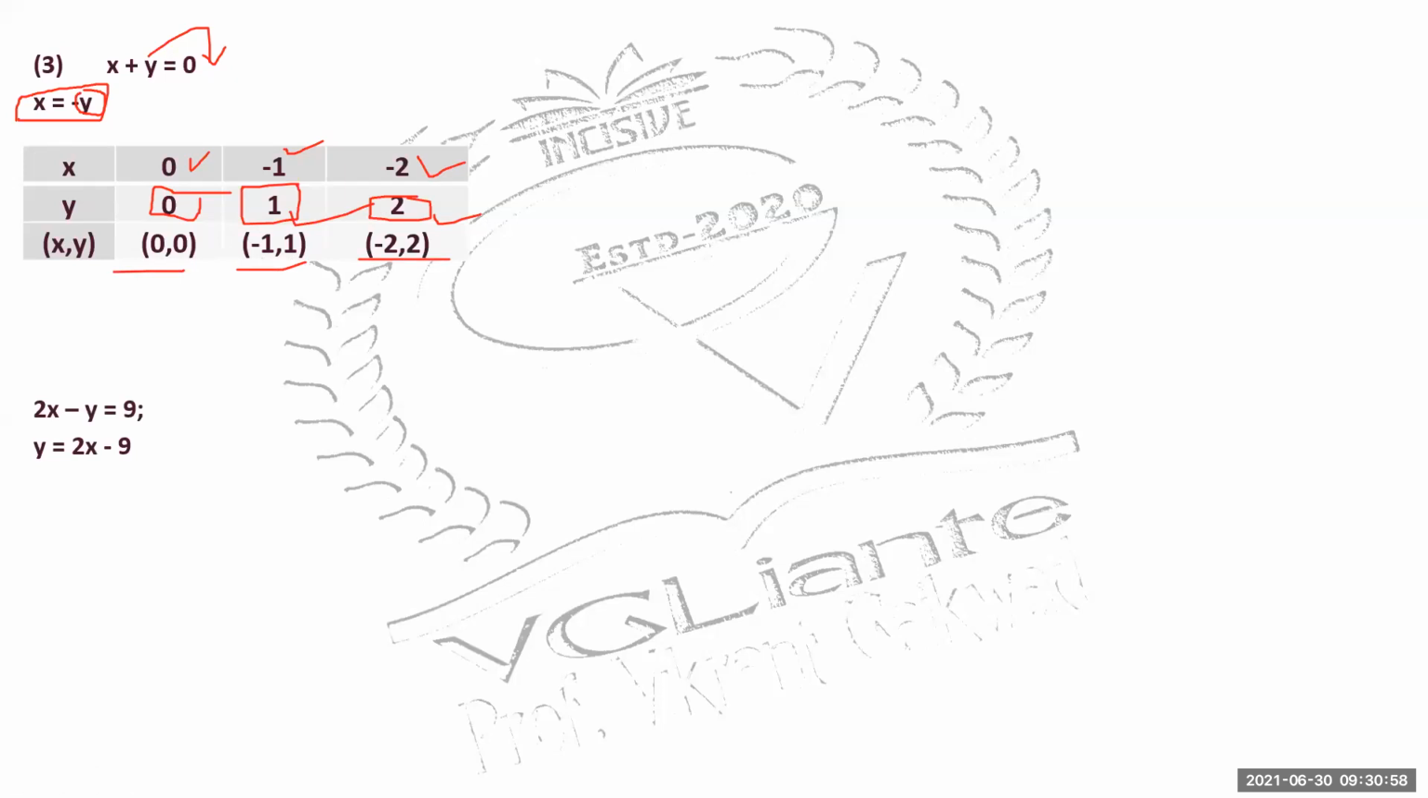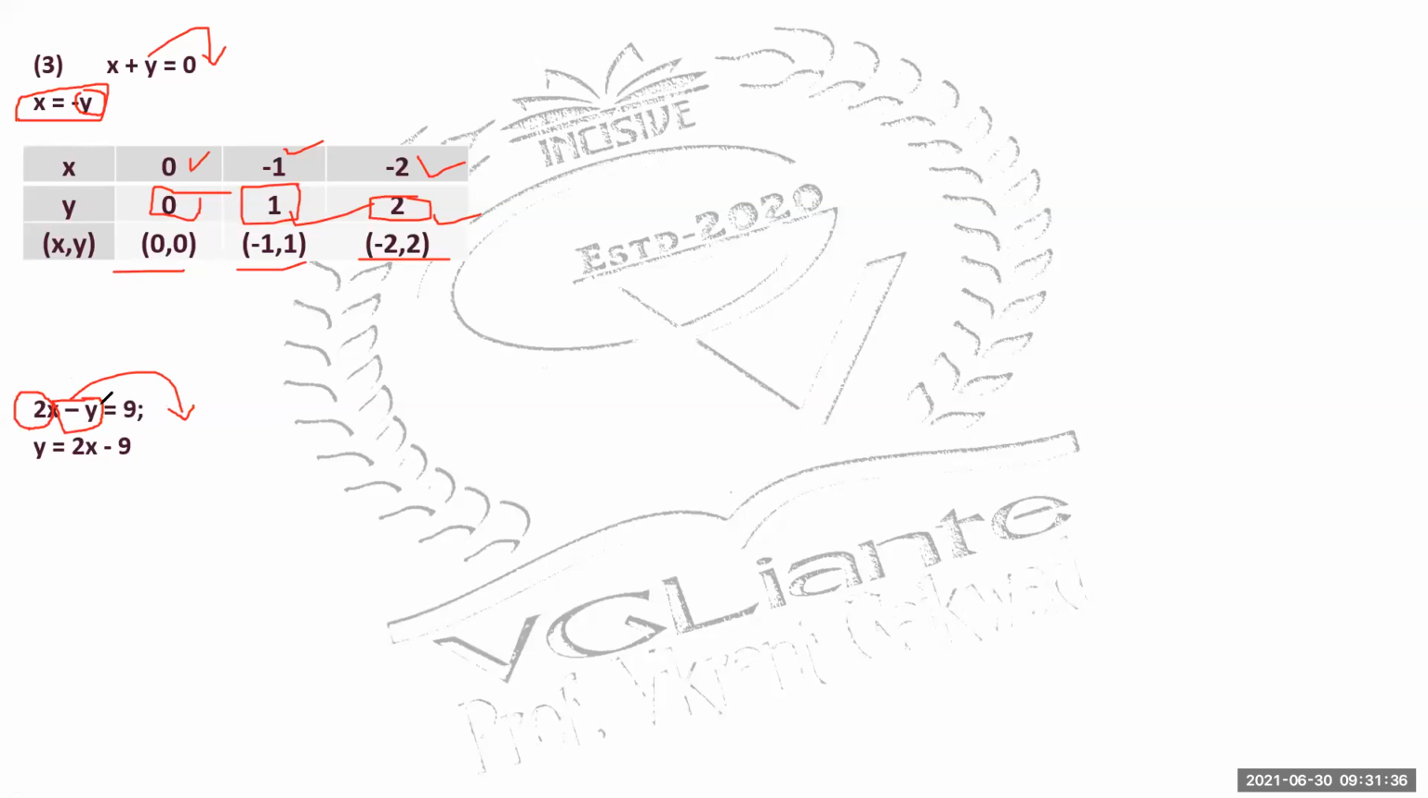The next equation is 2x minus y equals 9. We have already said to keep the positive term on the same side and change the position of the negative term. But here x has coefficient 2. The variable which you are going to keep on the same side should have coefficient 1.